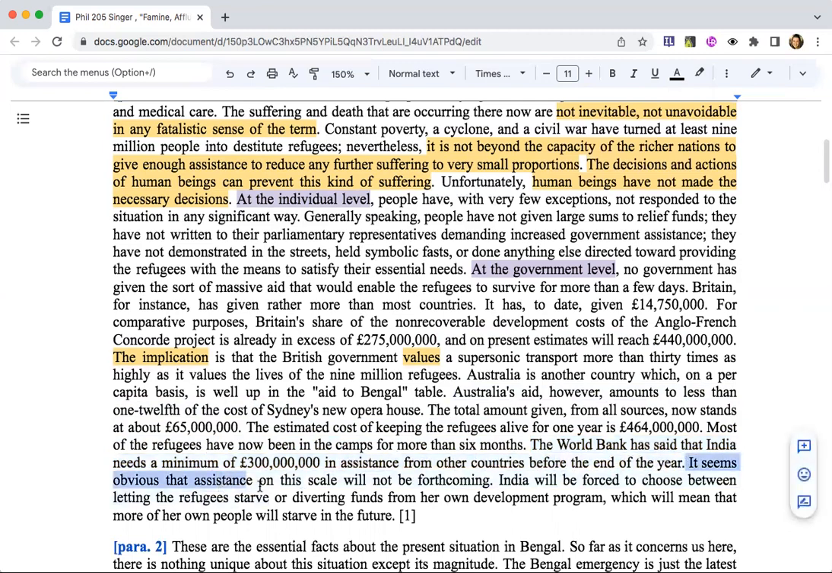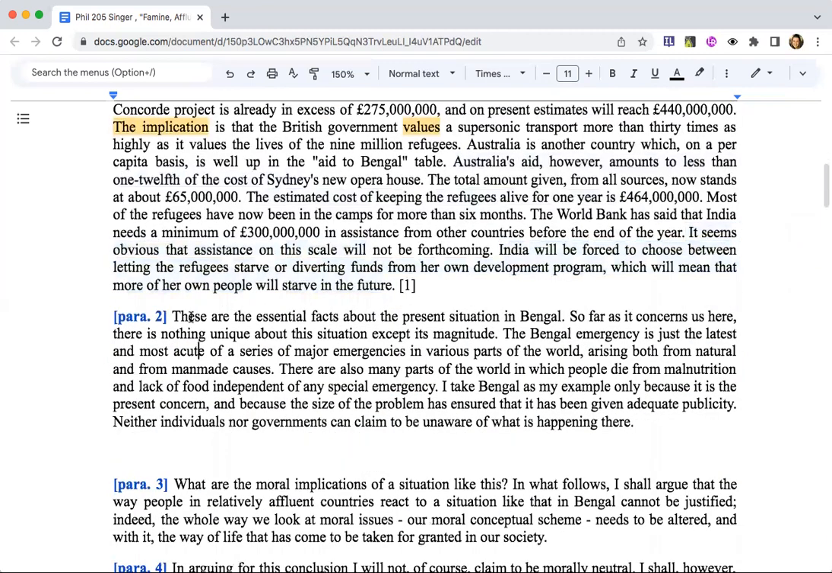It seems obvious that assistance on this scale will not be forthcoming. India will be forced to choose between letting the refugees starve or diverting funds from her own development program, which will mean that more of her people will starve in the future. These are the essential facts about the present situation in Bengal. So far as it concerns us here, there is nothing unique about this situation except its magnitude.